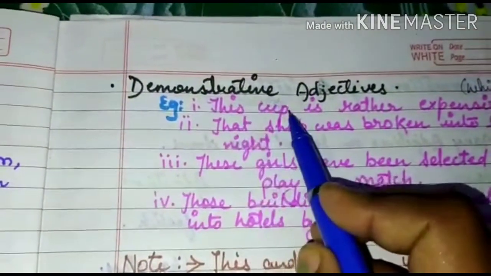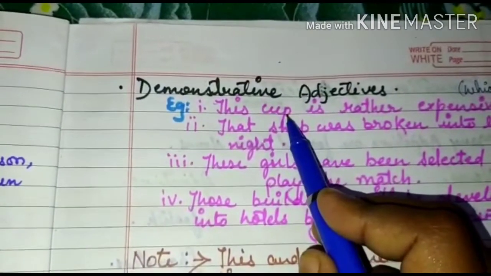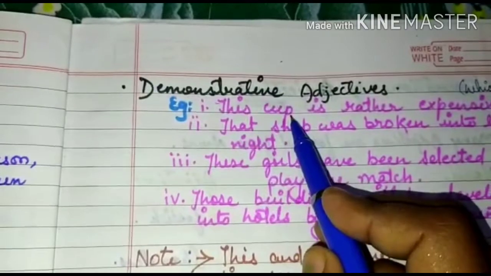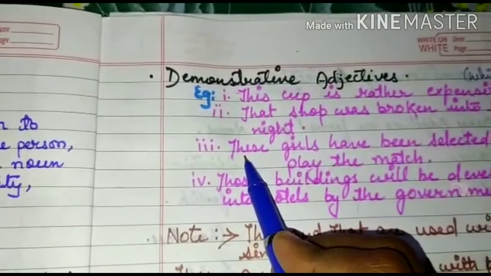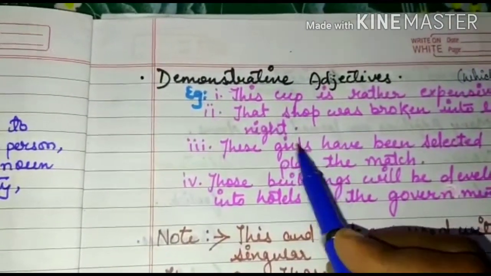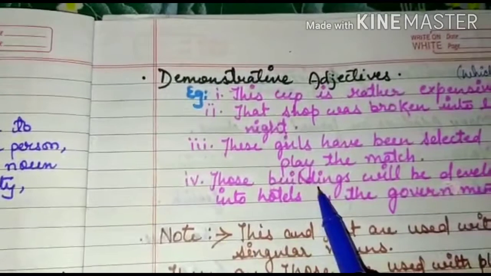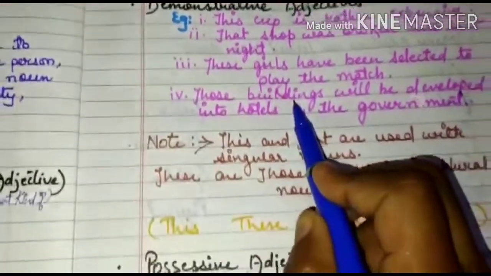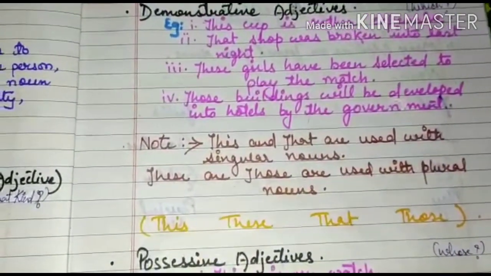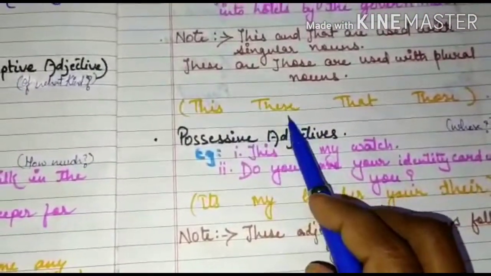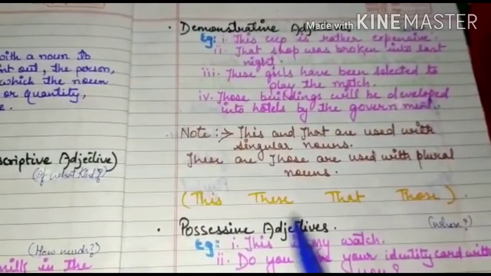This cup, that shop: singular. We are using this with a singular noun, that with a singular noun. But here, these girls means we are using these with a plural noun. Those buildings, plural. You can copy all this note by pausing this video. This, these, that, those: these are all demonstrative adjectives.